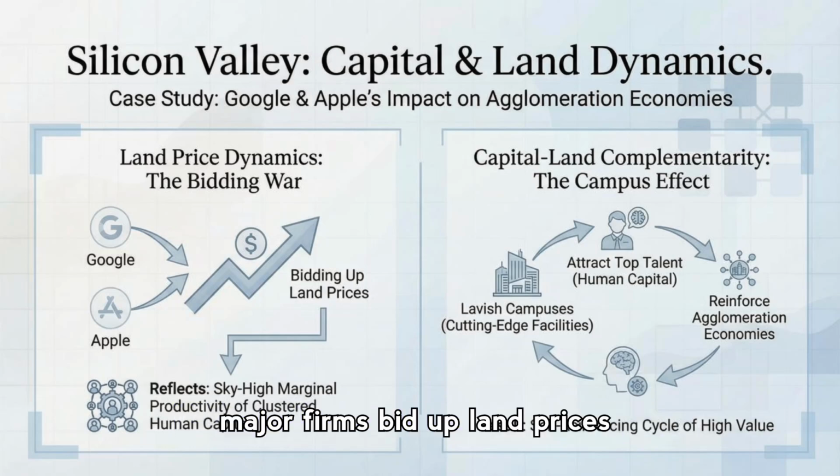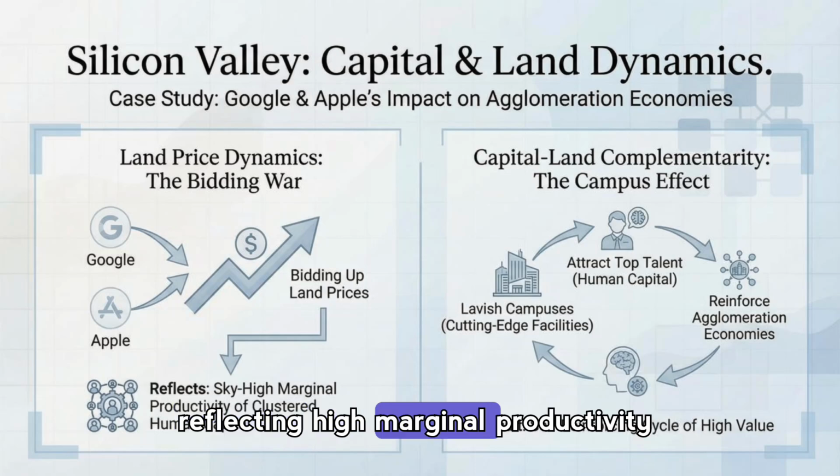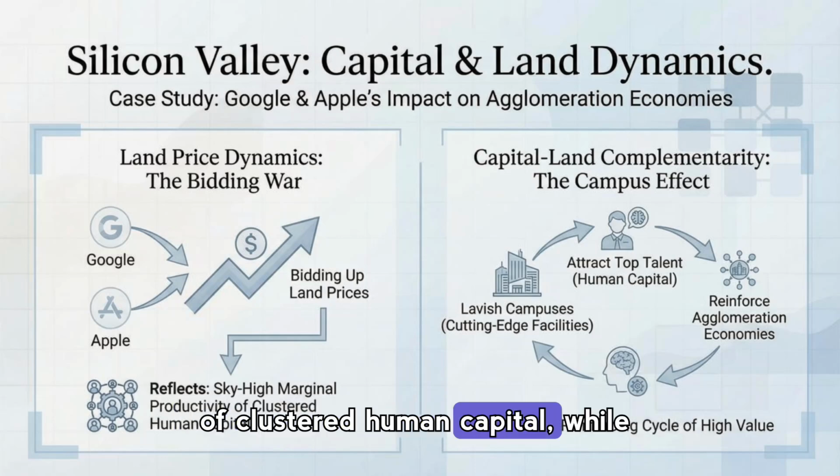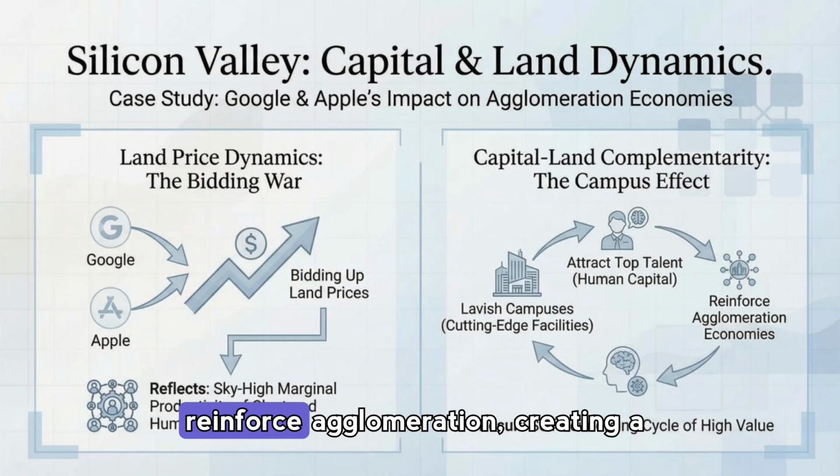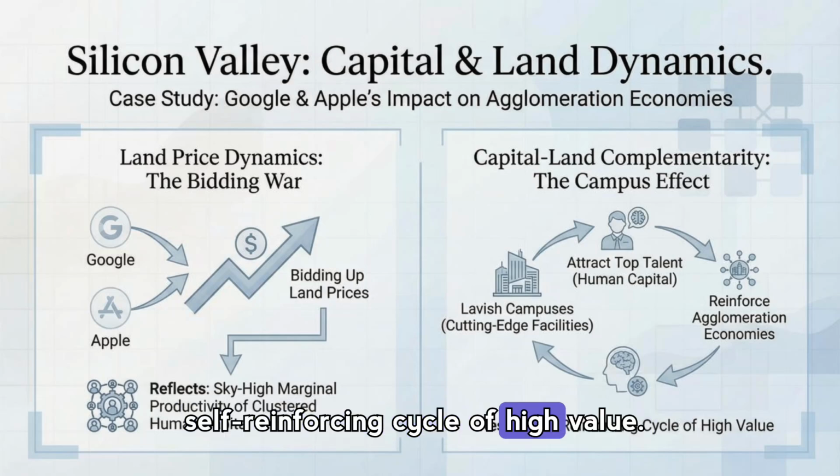Silicon Valley demonstrates capital and land dynamics through bidding wars and the campus effect. Major firms bid up land prices reflecting high marginal productivity of clustered human capital, while lavish campuses attract talent and reinforce agglomeration, creating a self-reinforcing cycle of high value.